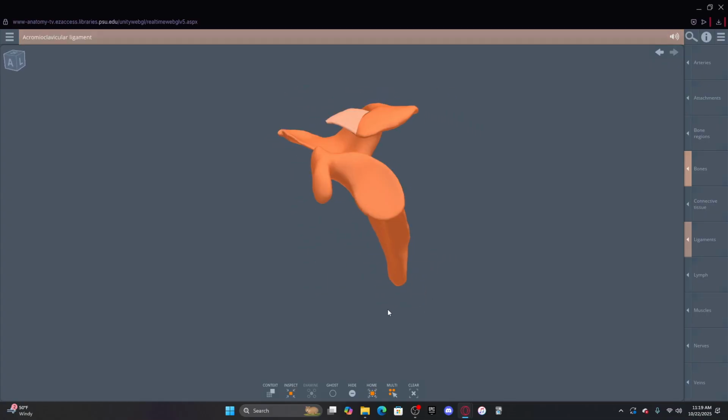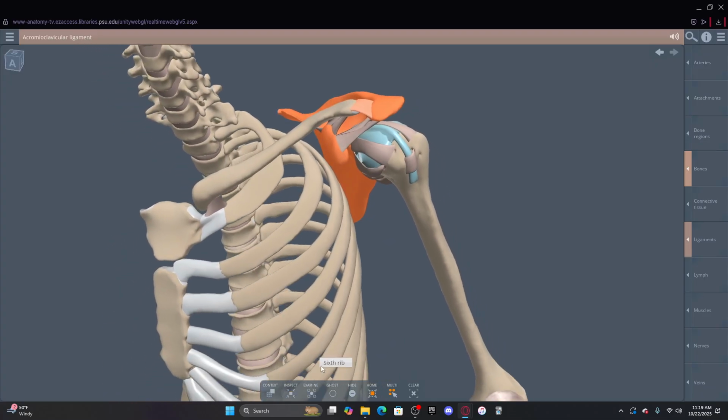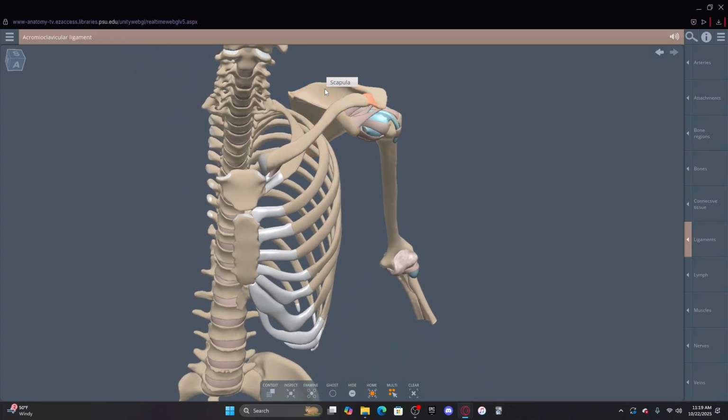And then we have our glenoid fossa. This is where the head of our humerus is going to sit, and it makes our glenohumeral joint. So now that we have that, we're going to move on to the muscles.